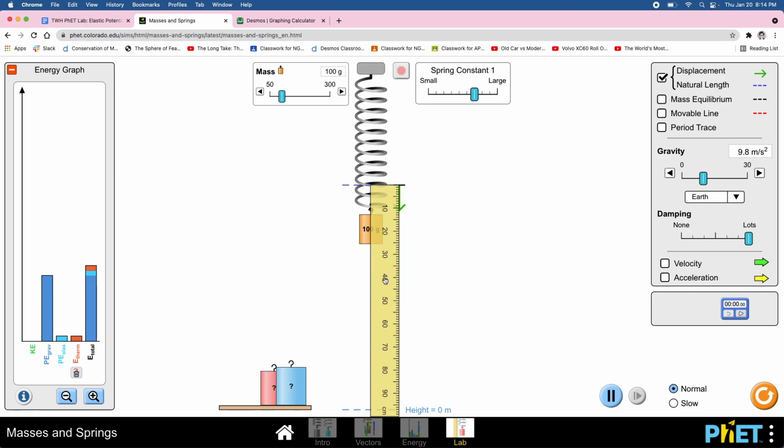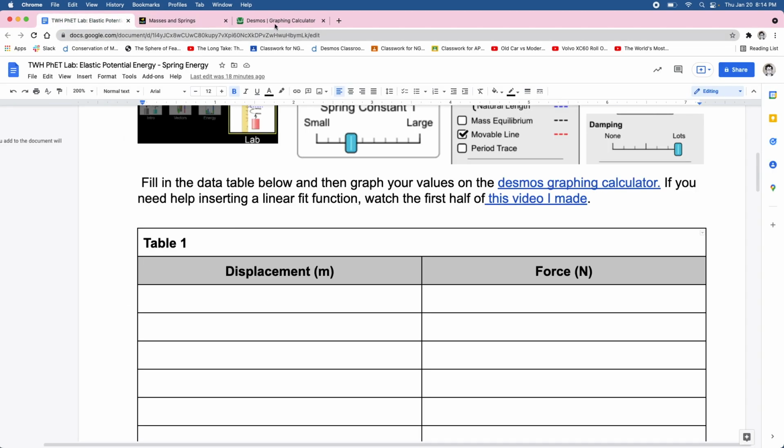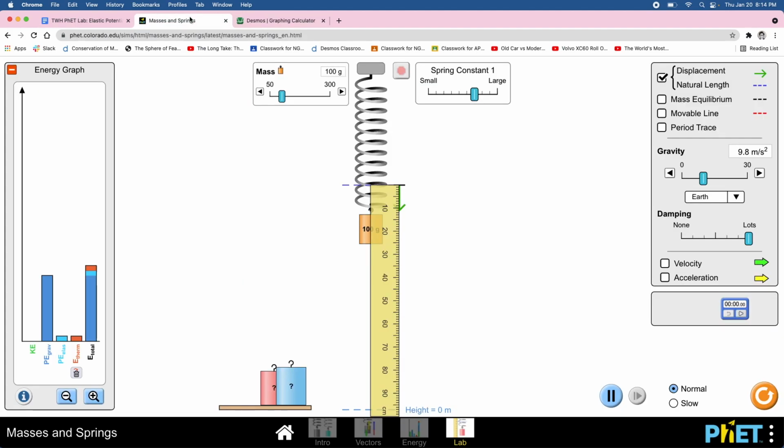This ruler is in centimeters, and I'm going to be recording my displacement in meters, so we just need to do a quick little conversion. And so what I'm getting is I'm reading this as 11 centimeters, so 0.11 meters.